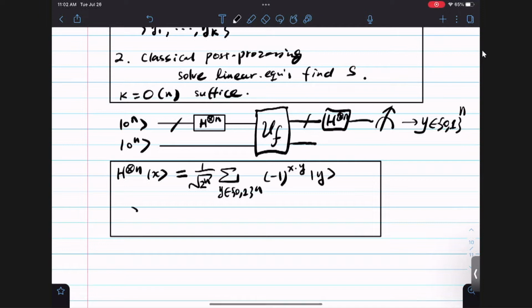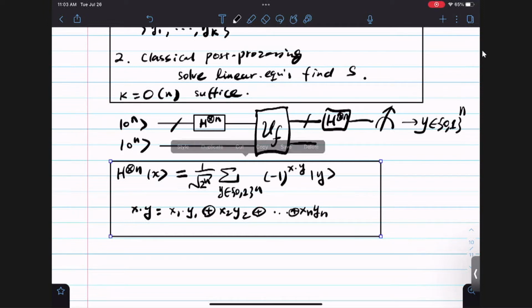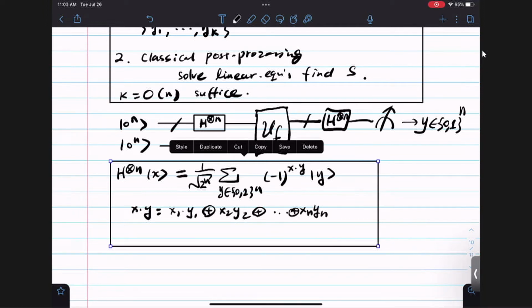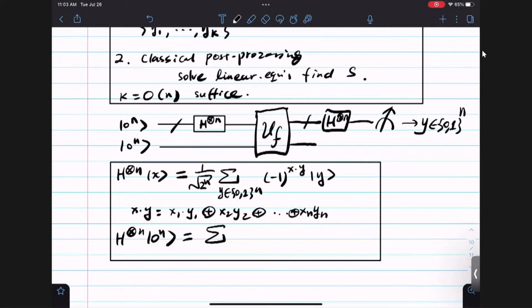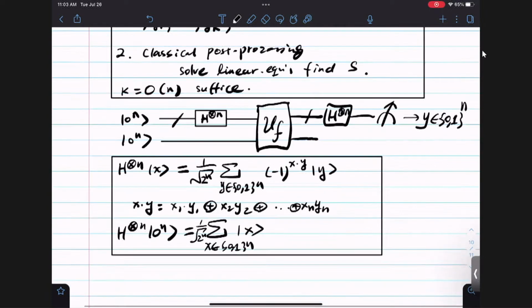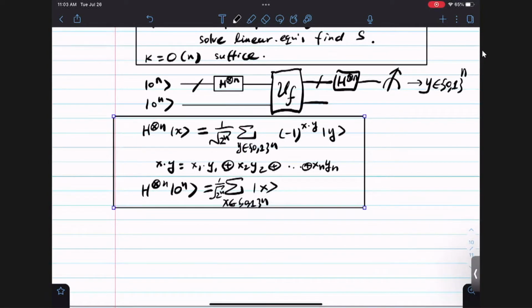Just to be clear, x dot y is x1 y1 plus x2 y2 plus ... plus xn yn. So it's going to be either 1 or 0, which determines the sign in front of each y. And in particular, the special case here is if you apply Hadamard to the all 0 basis state, this gives us a uniform superposition over all strings. Let me put in the normalization factor here. So this is just a little identity which might be useful.